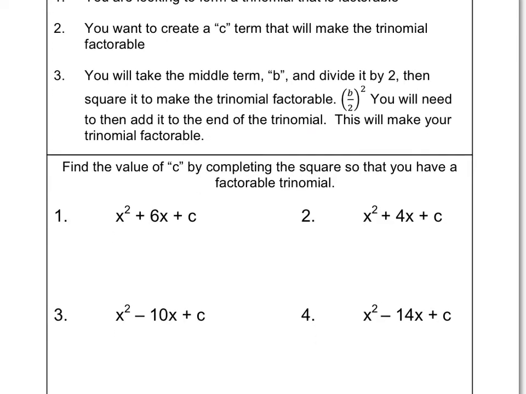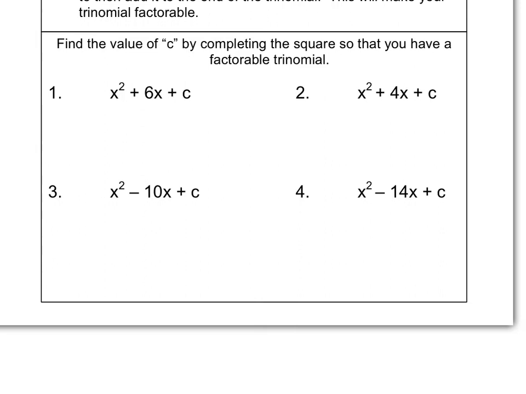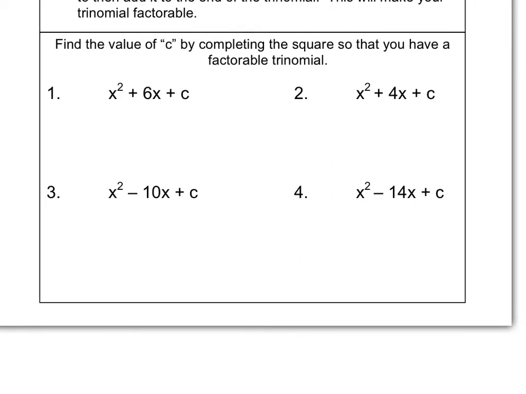Okay, so let's take a look at this first part here. What this says is find the value of C by completing the square so that you have a factorable trinomial. You don't have to do any factoring on these. All you're going to have to do is figure out what number we'll put here, so that we can factor that trinomial.